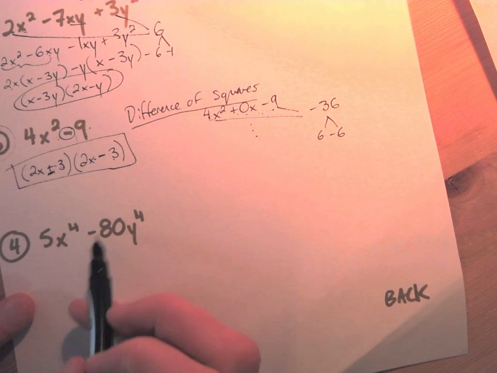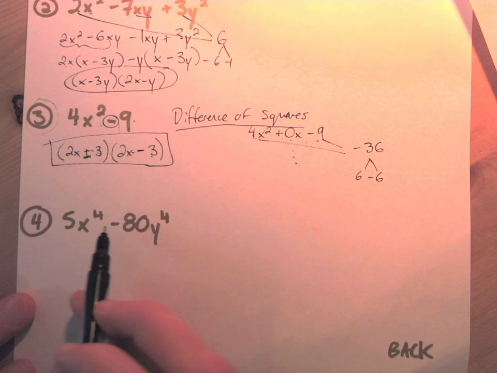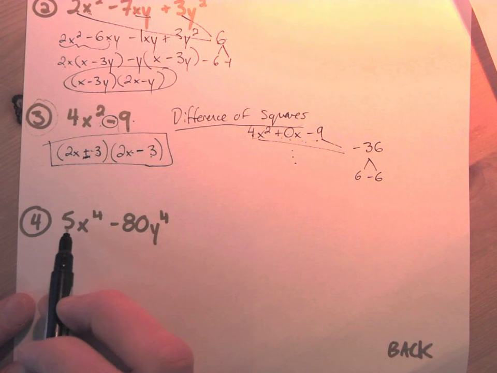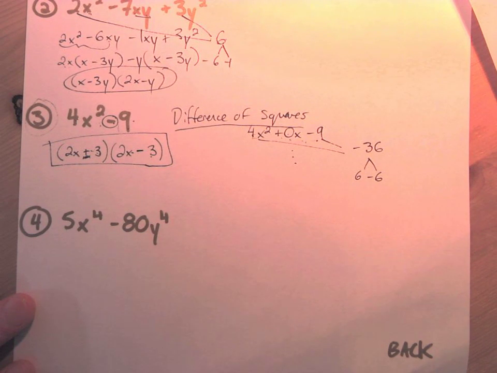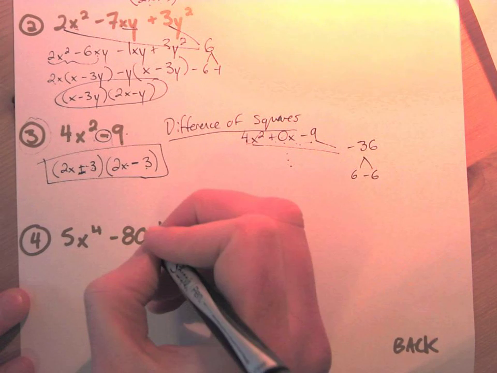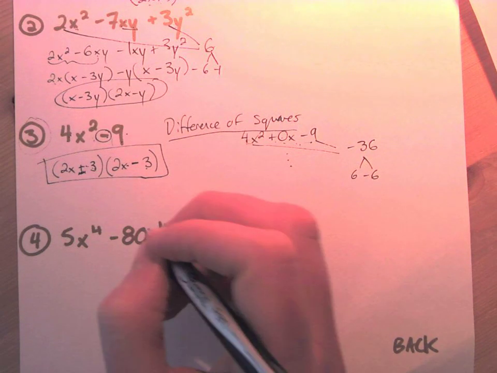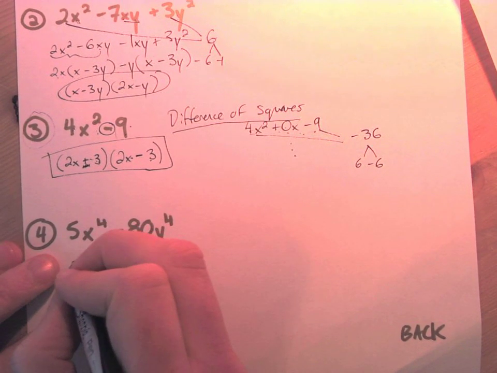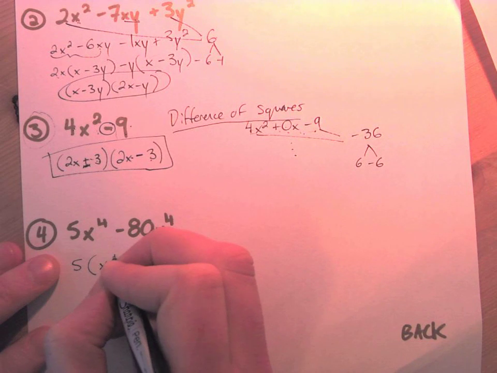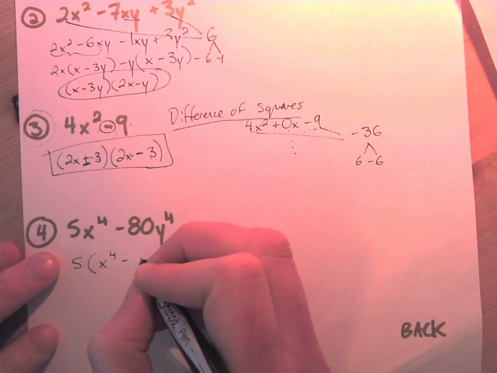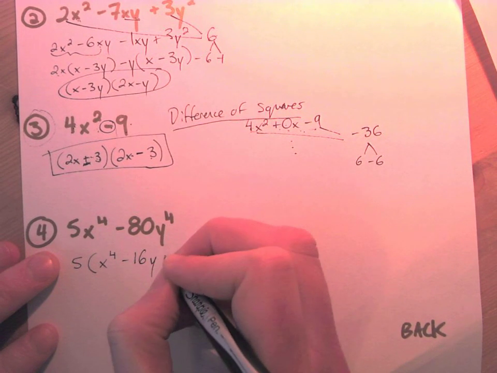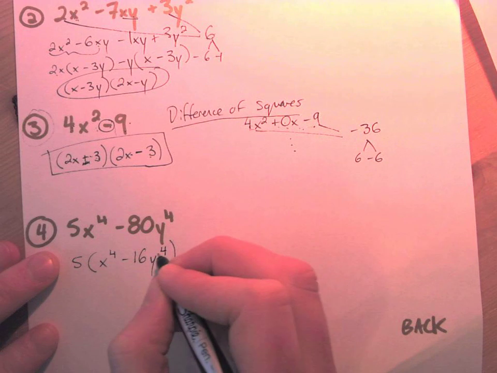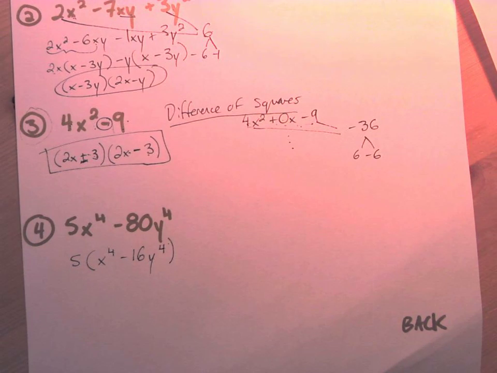Okay, this one kind of looks like a difference of squares because there's only 2 terms. But if you notice, 5 is not a squared number, 80 is not a squared number. Okay, so what we do here is we can actually take a GCF out first. Okay, what number goes into both of those? A 5. And we're left with an x to the 4, negative 16 y to the 4. Because 5 times 16 y to the 4 gives us negative 80 y to the 4.